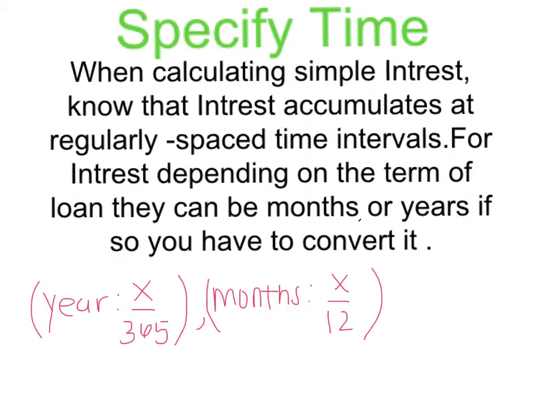Time. When calculating simple interest, know that the interest accumulates at regular space-time intervals. Depending on the term of the loan, they can be months or years. If so, you have to convert it. Years would be x over 365, and months would be x over 12.